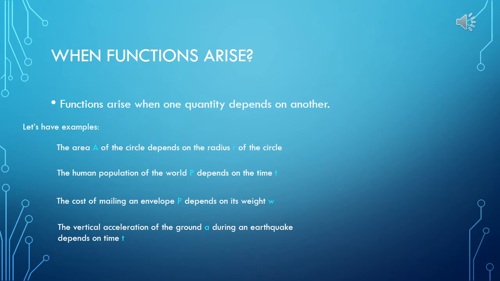Functions arise when one quantity depends on another. For example, the area A of a circle depends on the radius of the circle, R. The human population of the world, P, depends on the time T. The cost of mailing an envelope, P, depends on its weight, W. The vertical acceleration of the ground during an earthquake, A, depends on time T.